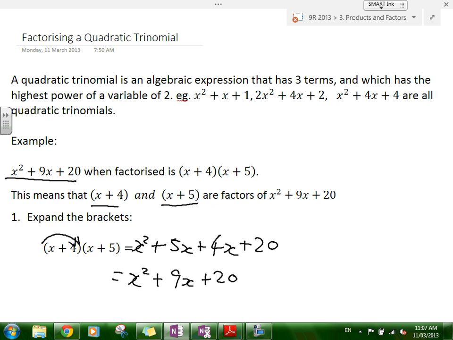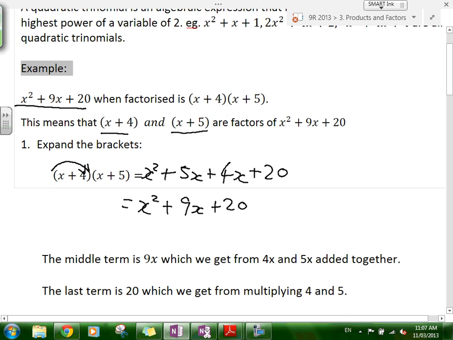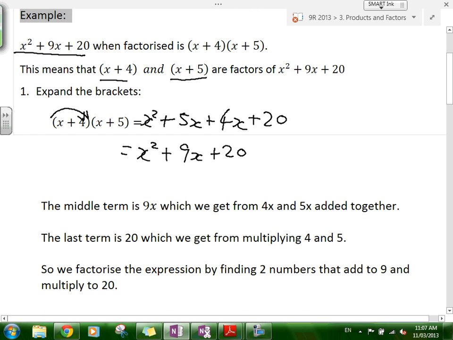And that's not a coincidence. That is in fact the rule we use to factorize this expression. So if you just go up a little bit, the middle term is 9x, which we get from 4x and 5x, when we expand it, added together. 4 plus 5 is equal to 9. The last term is 20, again we see up here it's 20, which we get from multiplying 4 and 5. 4 times 5 is equal to 20.